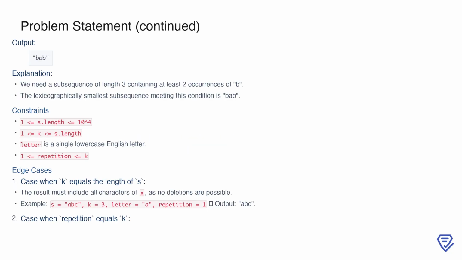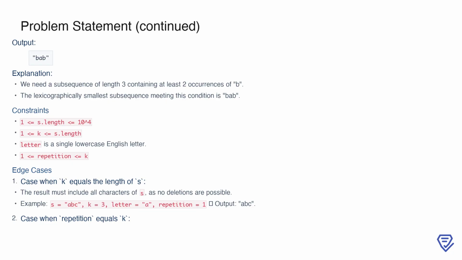In terms of constraints, the length of the string S can go up to 10,000, so we need an efficient approach. The subsequence length k must be between 1 and the length of S, and the number of times the letter must appear, represented by repetition, must be at least 1 and at most k.